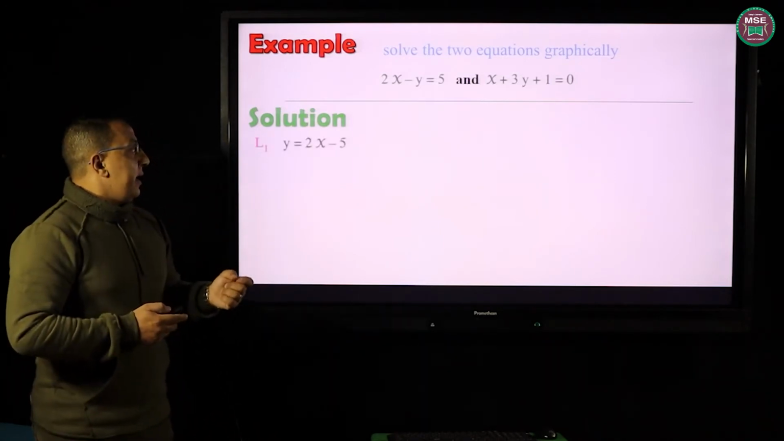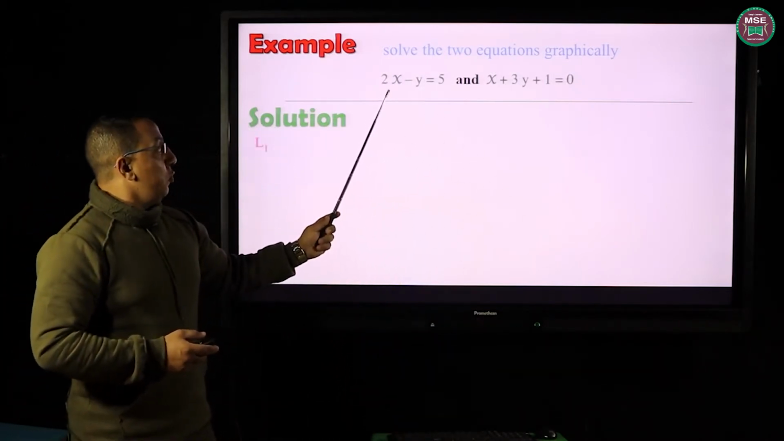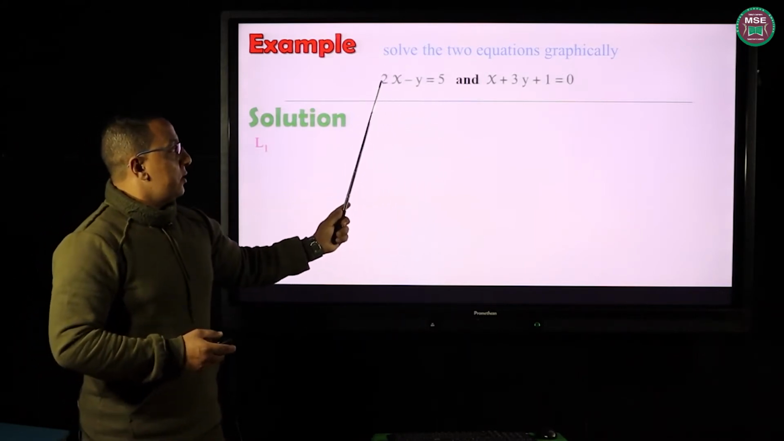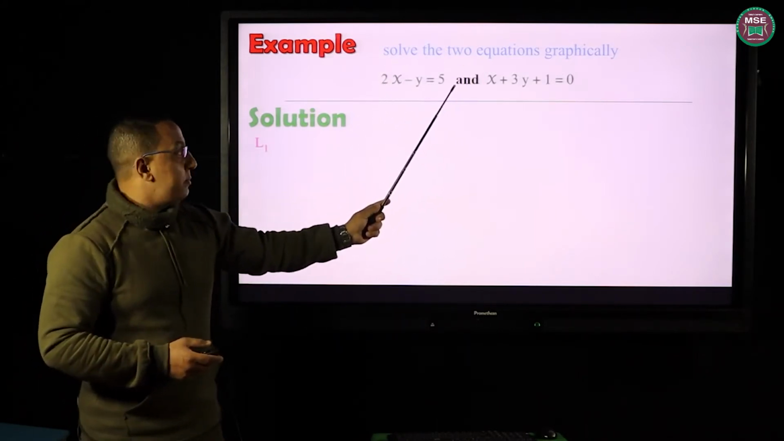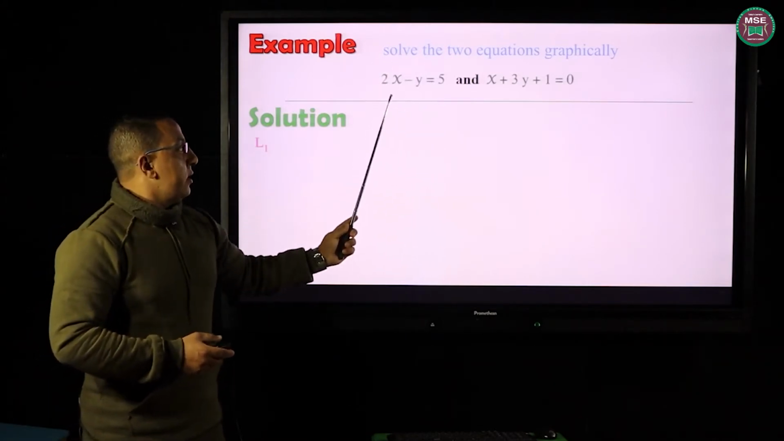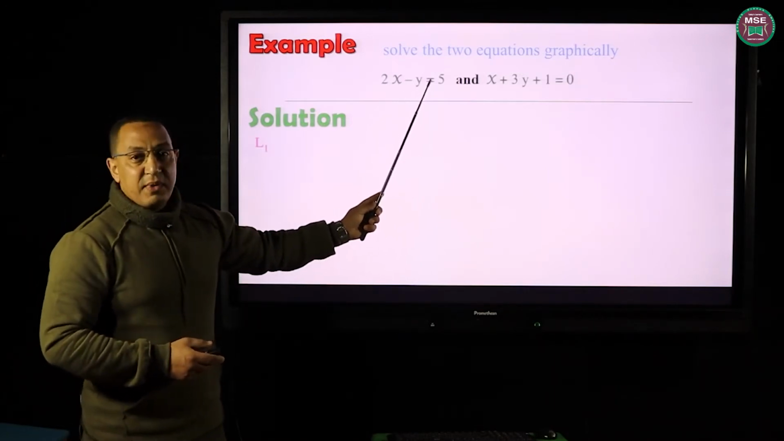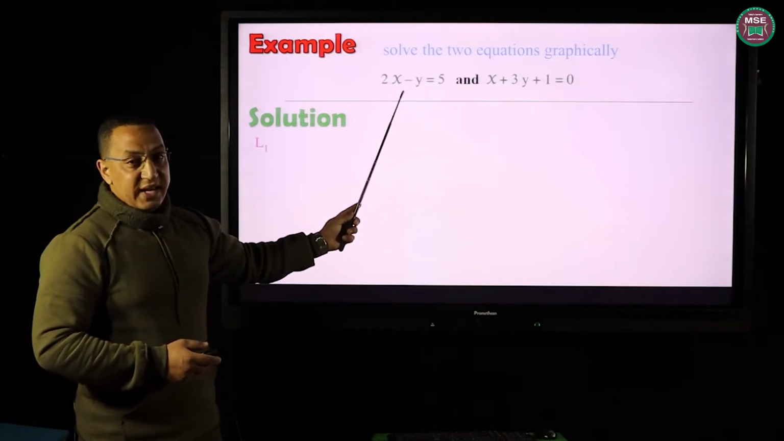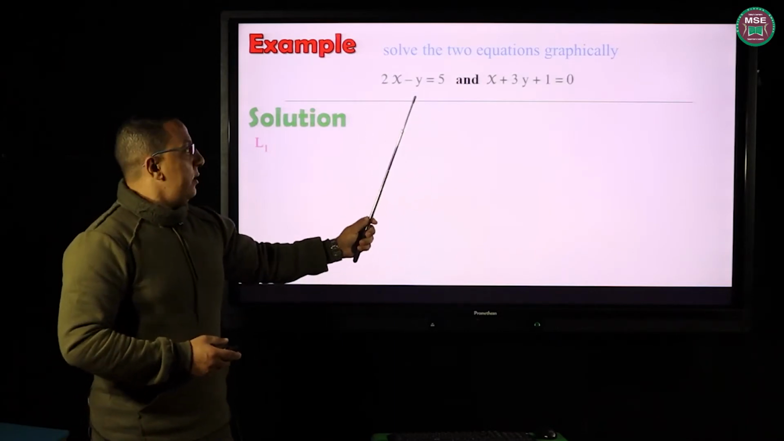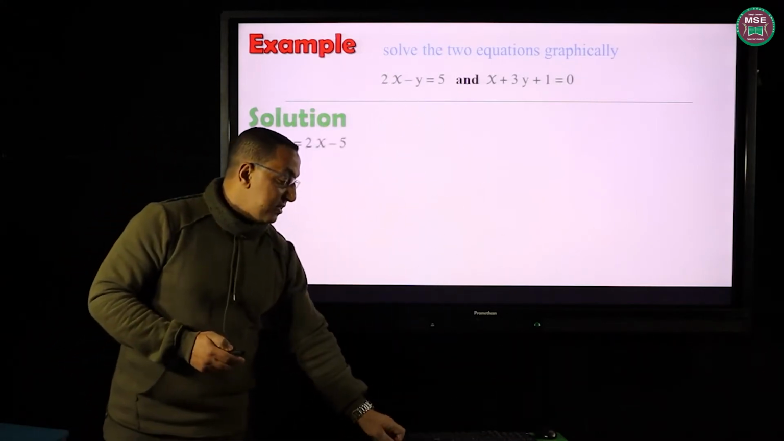Here, by looking carefully, 2x minus y equals 5. First, I'm going to send 2x to the other side. It will be negative y equals 5 minus 2x. But here I have negative y, so it will be positive y equals 2x minus 5, like this.